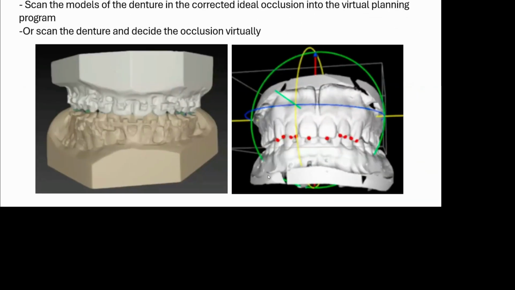And then I like to decide the occlusion and have the haptic sensation with models. And then we scan this into the 3D plan. But of course, you can also decide the occlusion virtually online.